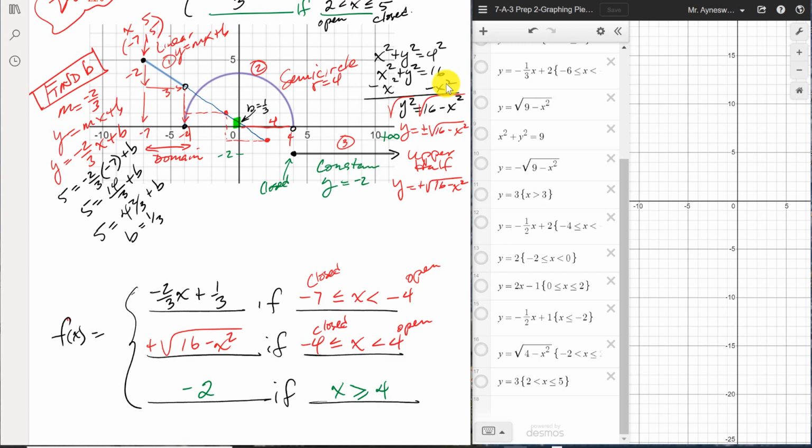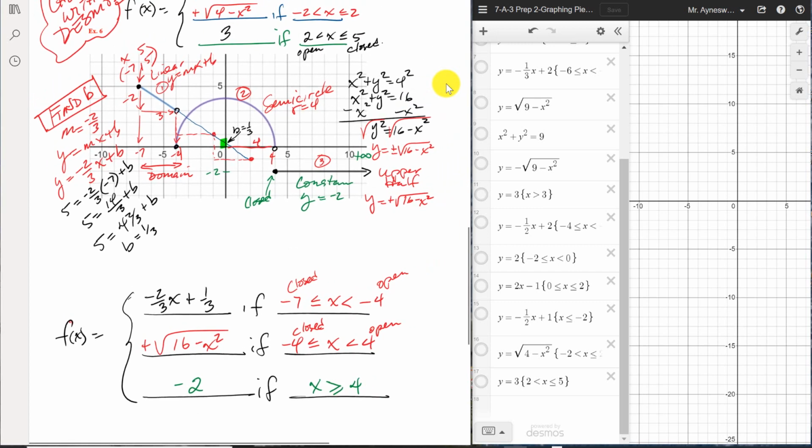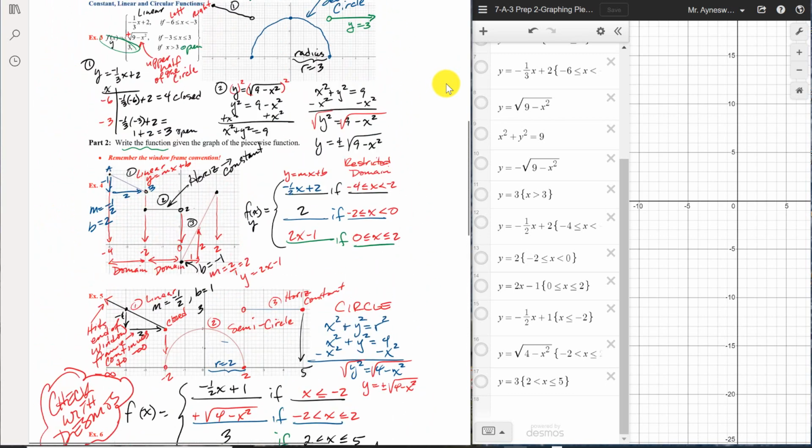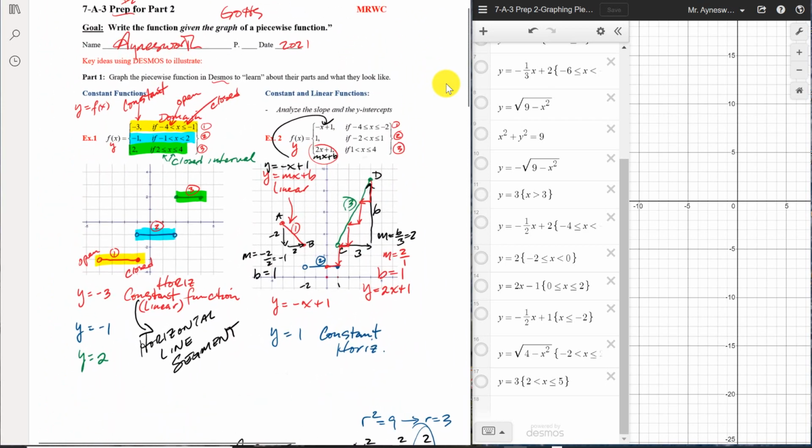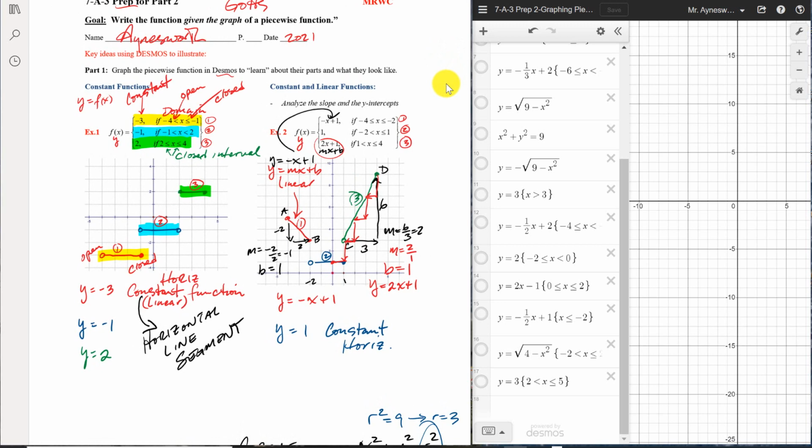And that, my friends, is a full-blown tutorial on how to graph piecewise functions and how to write the function given the graph, which is the second part of the activity on 7A3. So that's a lot, you guys. I know this is a long video. It's almost an hour long, but if I went too fast, I would blow people away. So I want to be detailed, and like I said, this contains all the basics, so make sure you fully understand this before you even attempt the activity.